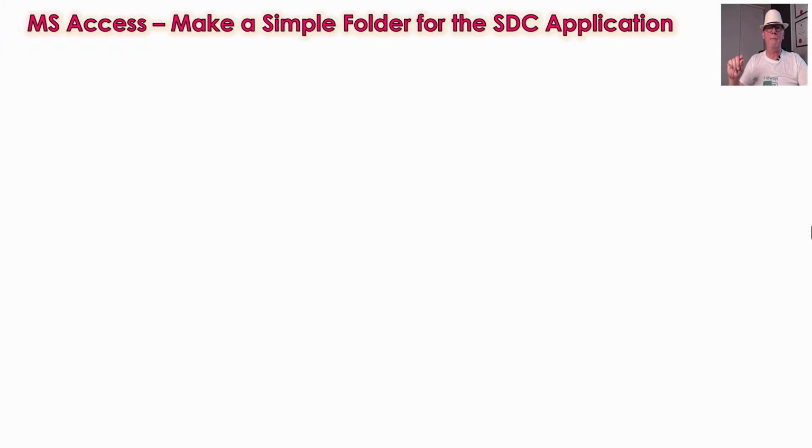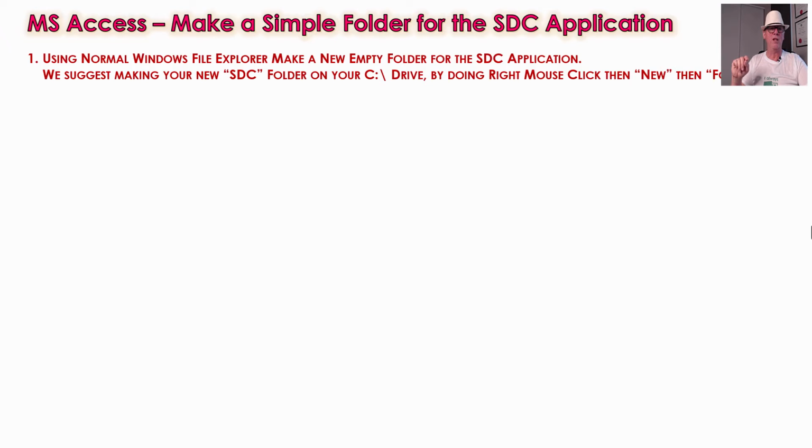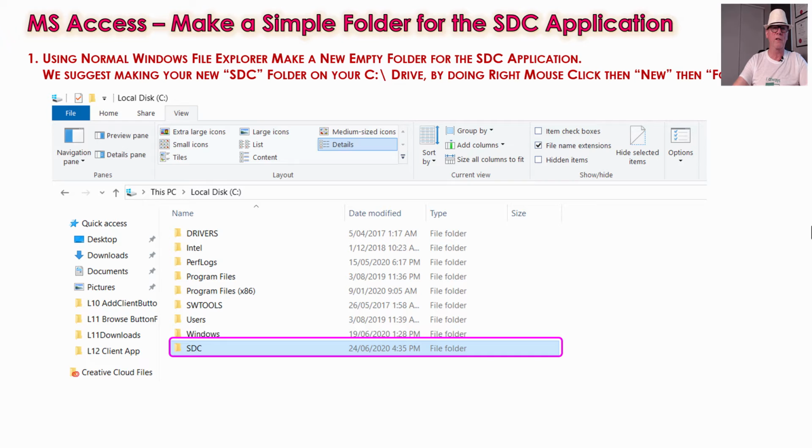Right, step one out of all those steps that we're going to do, I think there's about 10 of them, is to make the simple folder for the SDC, the Southern Dog Club application. So using normal Windows File Explorer, just like we're making any folder, we suggest you make it on your C drive and then do new folder. While you're on C drive, just right mouse click anywhere in here and go new folder, and we've just made ours called SDC.